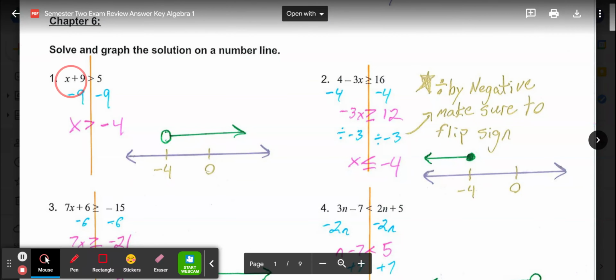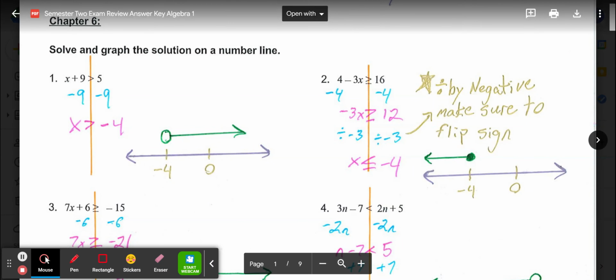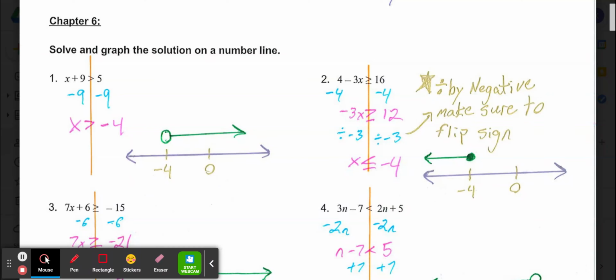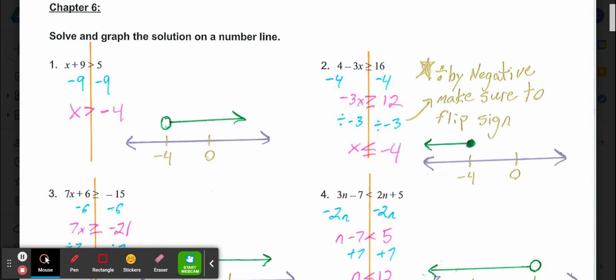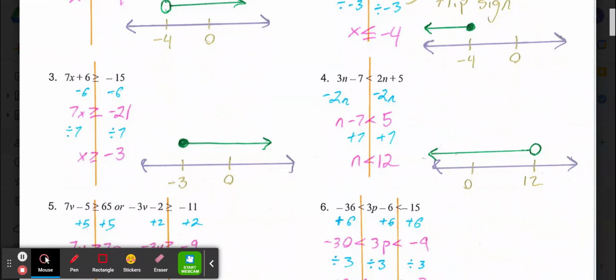So for example, in 1, we have x plus 9 is greater than 5. Subtract 9 from each side. X is greater than negative 4. So we'd have an open circle at negative 4, arrow going to the greater than. In 2, subtract 4 from each side, divide by the negative 3, which flips our inequality. So x is less than or equal to negative 4, so a filled in circle at negative 4 going to the negatives. So then 3 and 4 are the same idea, so I'm not going to walk through those.